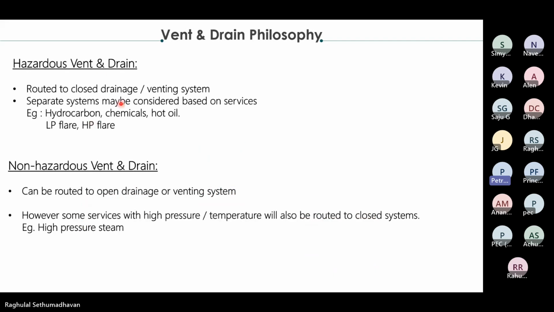Hazardous vents and drains will be routed to a closed drainage or maintenance system. It might be separate for the fluid or a common one. For example, LT pair, XT pair for the vent and drain will be closed. Non-hazardous will be routed to open atmosphere or open drain.